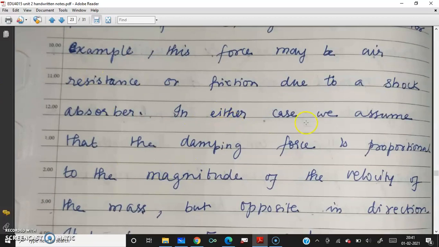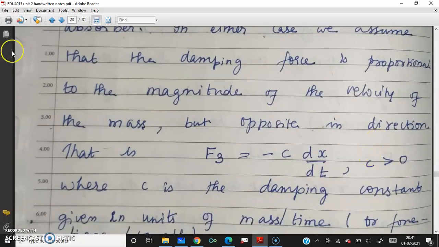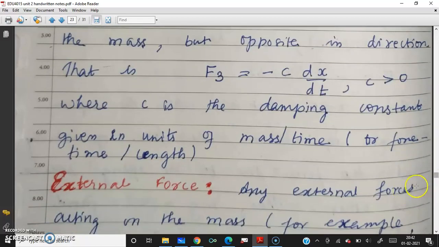In either case, we assume that the damping force is proportional to the magnitude of the velocity of the mass, right? But it is in the opposite direction. Friction is in the opposite direction. That's why we have written minus here. F3, that is the damping force, equals minus c times dx by dt, where c is greater than 0, and c is called the damping constant, given in mass per time.